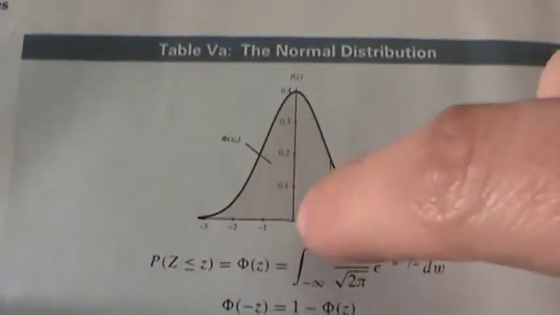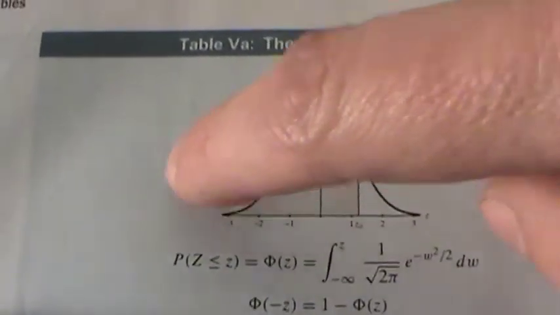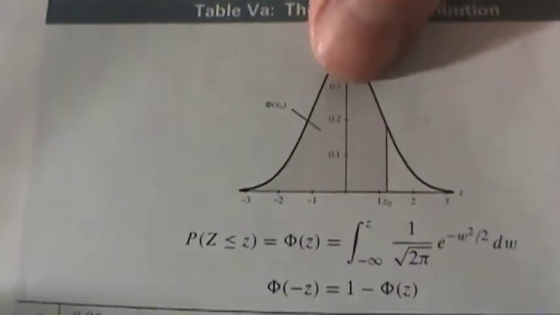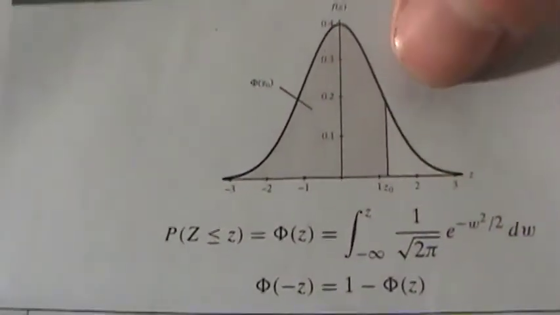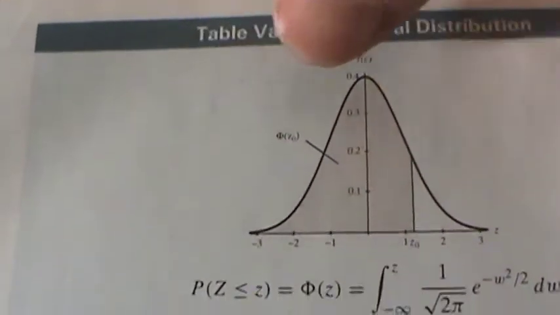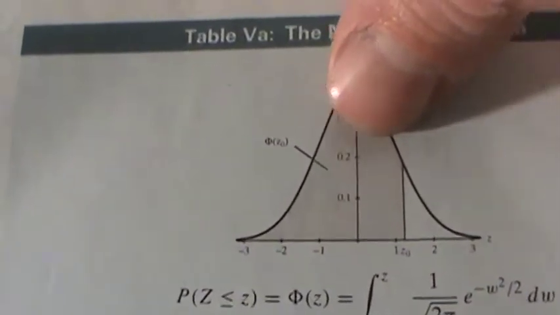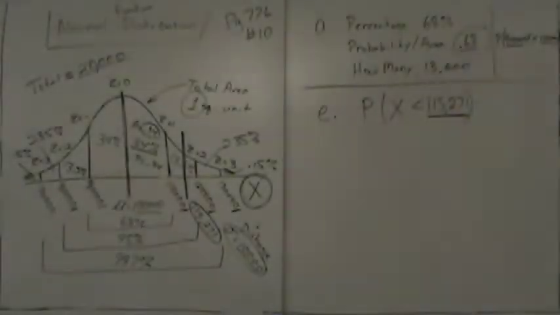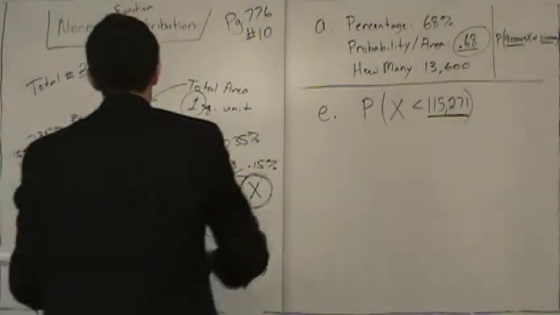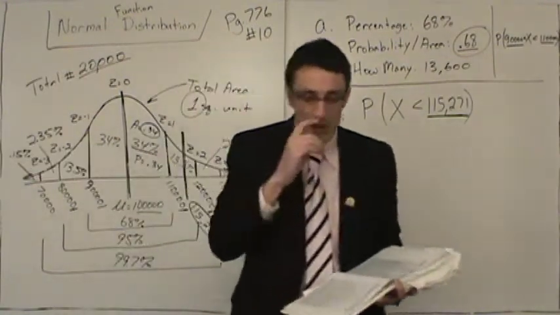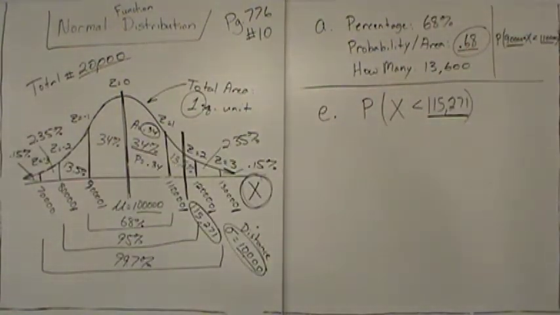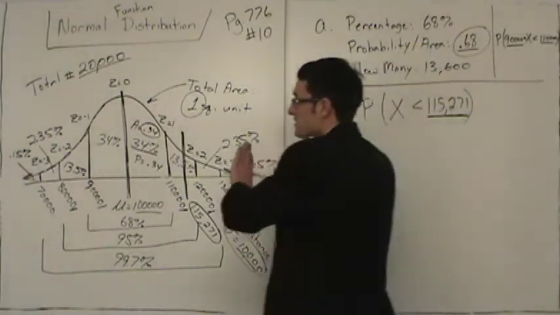Up top, notice this area that's shaded. What portion of area is shaded? The portion of area that's shaded is to the left. So the z-table gives us area to the left. Now, I want to look back at the problem here for a moment. The z-table gives us area to the left.